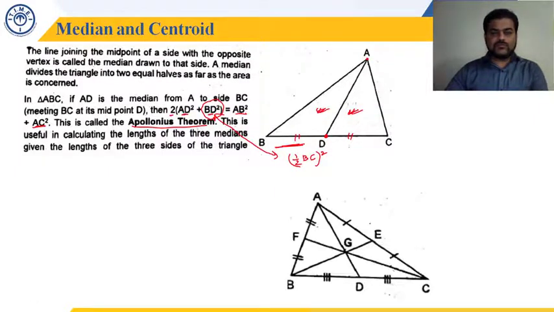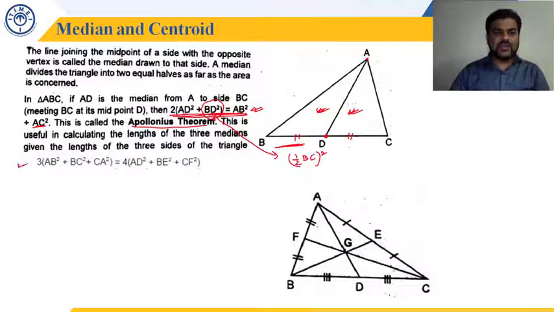Now let us draw all the three medians. So AD is one median, BE is another median, and CF is another median. So whatever relation that you have here will get the same relation for the median BE also and CF also. So this type of equation we can form three times because we have three medians. If you write all the three equations related to the three medians and then add them and rearrange the terms, finally you will get this.